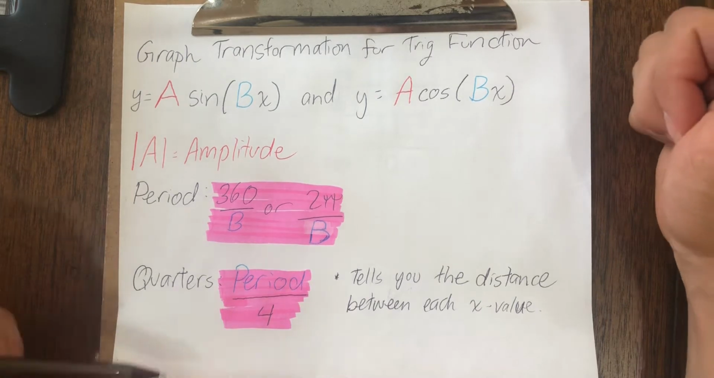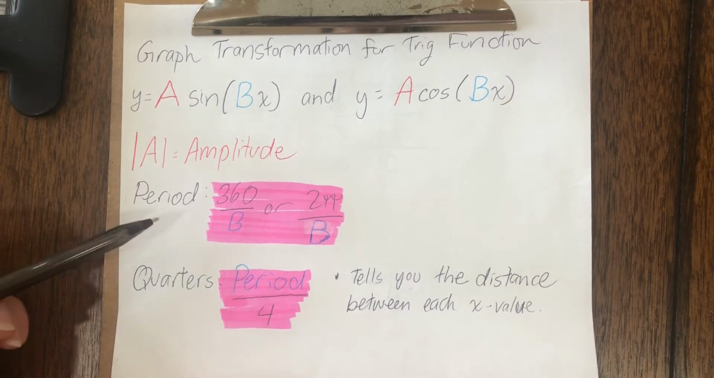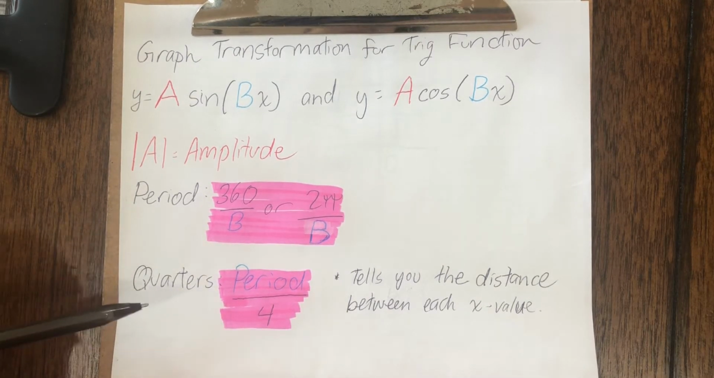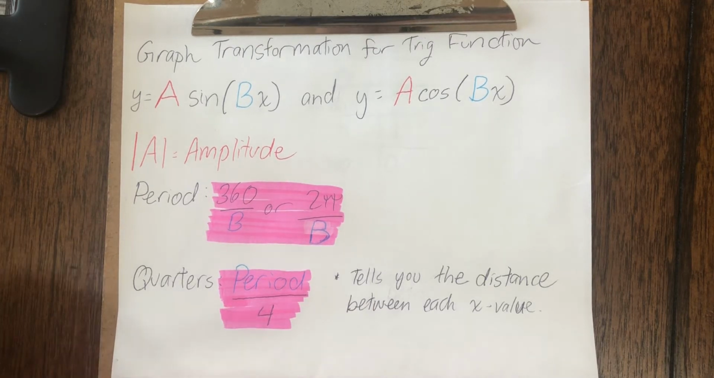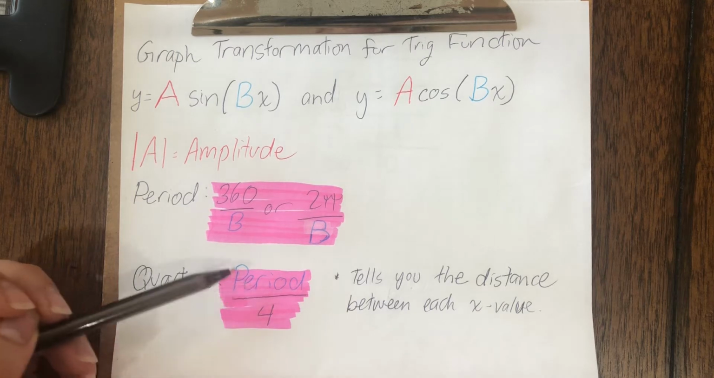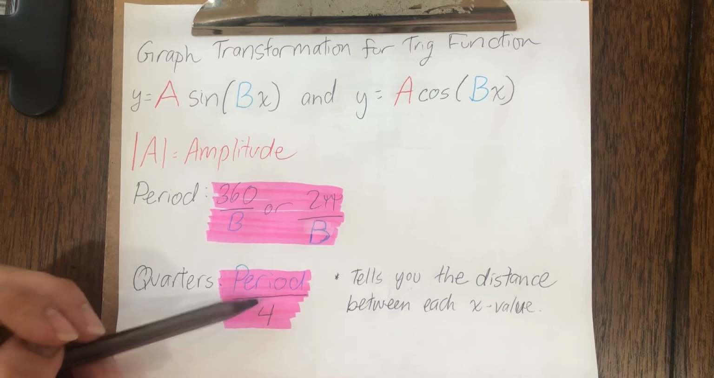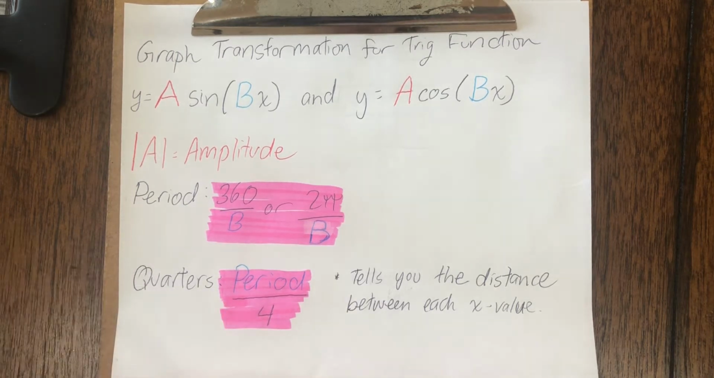And then we have quarters. After we figure out what the period is, we can figure out what the quarters of the trig function are. With quarters, it tells you the distance between each x value. So how much do we go from one number to the next? To figure that out, we take the period that we found earlier and divide it by 4, since we're dealing with quarters.